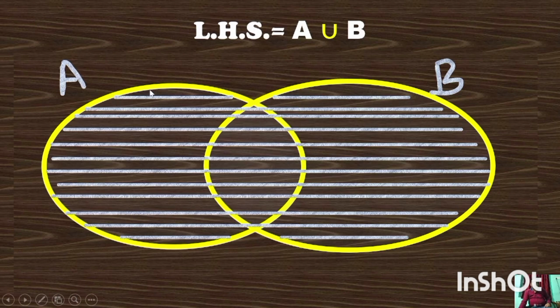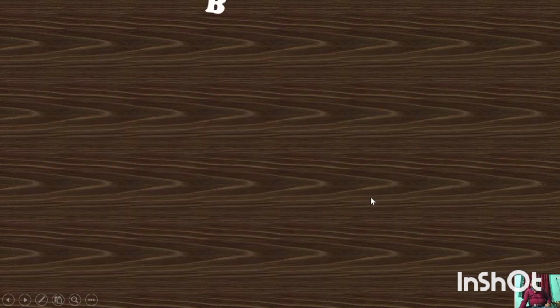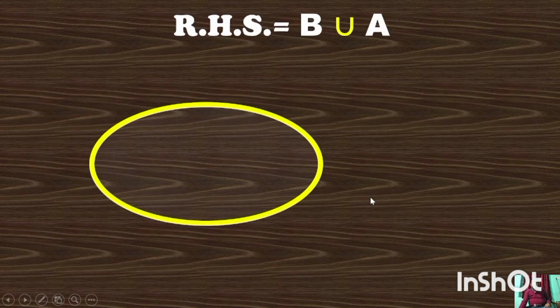All the elements of A and B. It is clear the shaded region indicates that we have to take all the elements of A and all the elements of B to form a new set, that is known as A union B. And from the Venn diagram it is also clearly understood, right? Understand? Similarly, B union A.